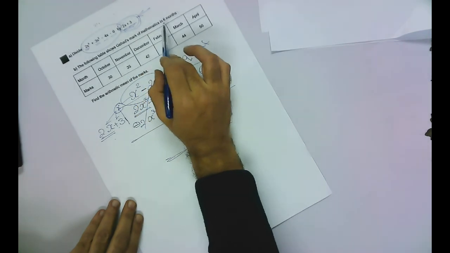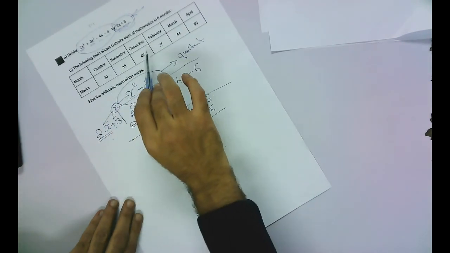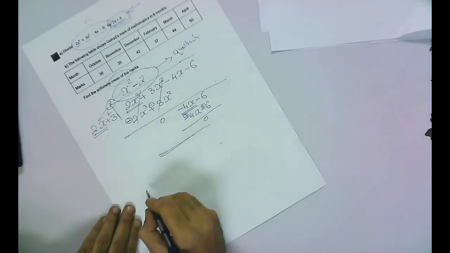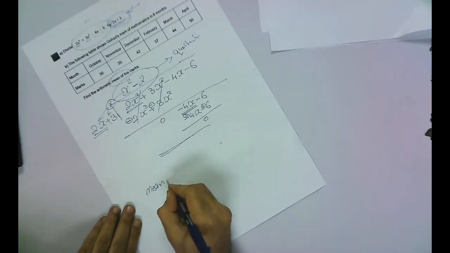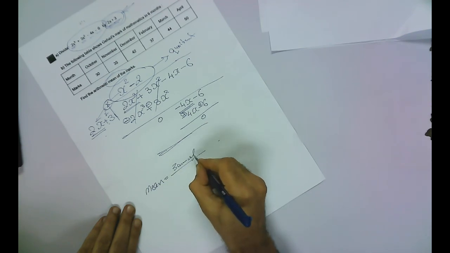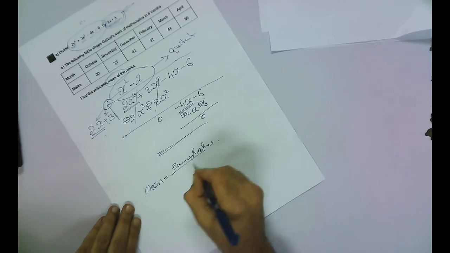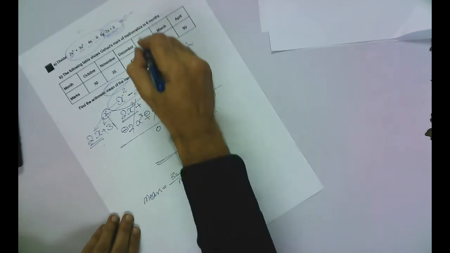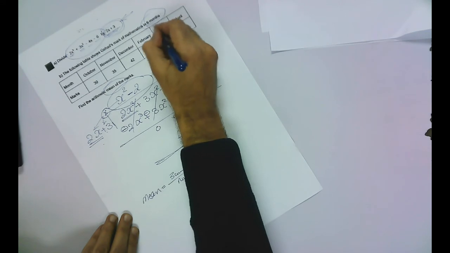As the following table shows, Gehet's marks in mathematics over 6 months: October, November, December, February, March, and April. Find the arithmetic mean. The mean equals the sum of values over the number of values. The number of values is 6 months.